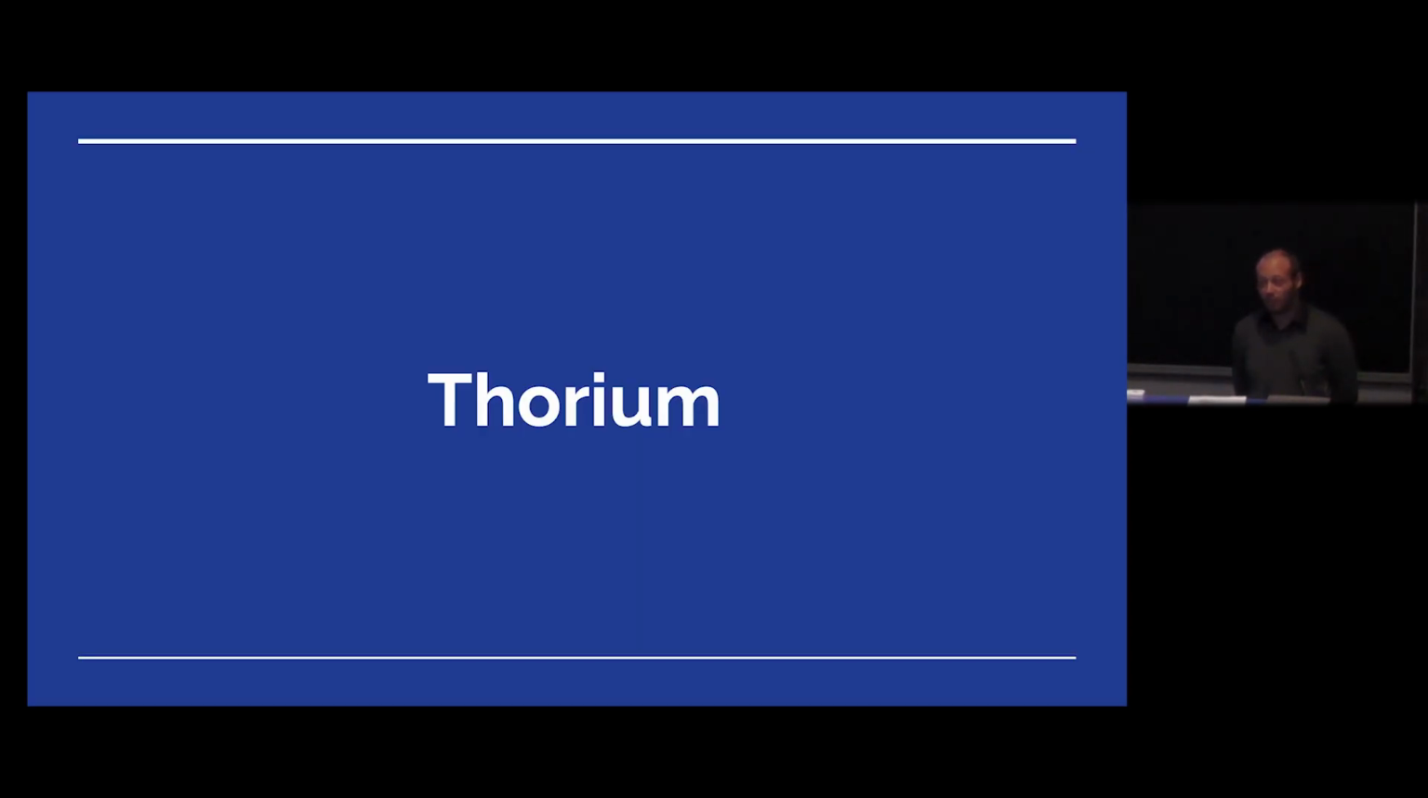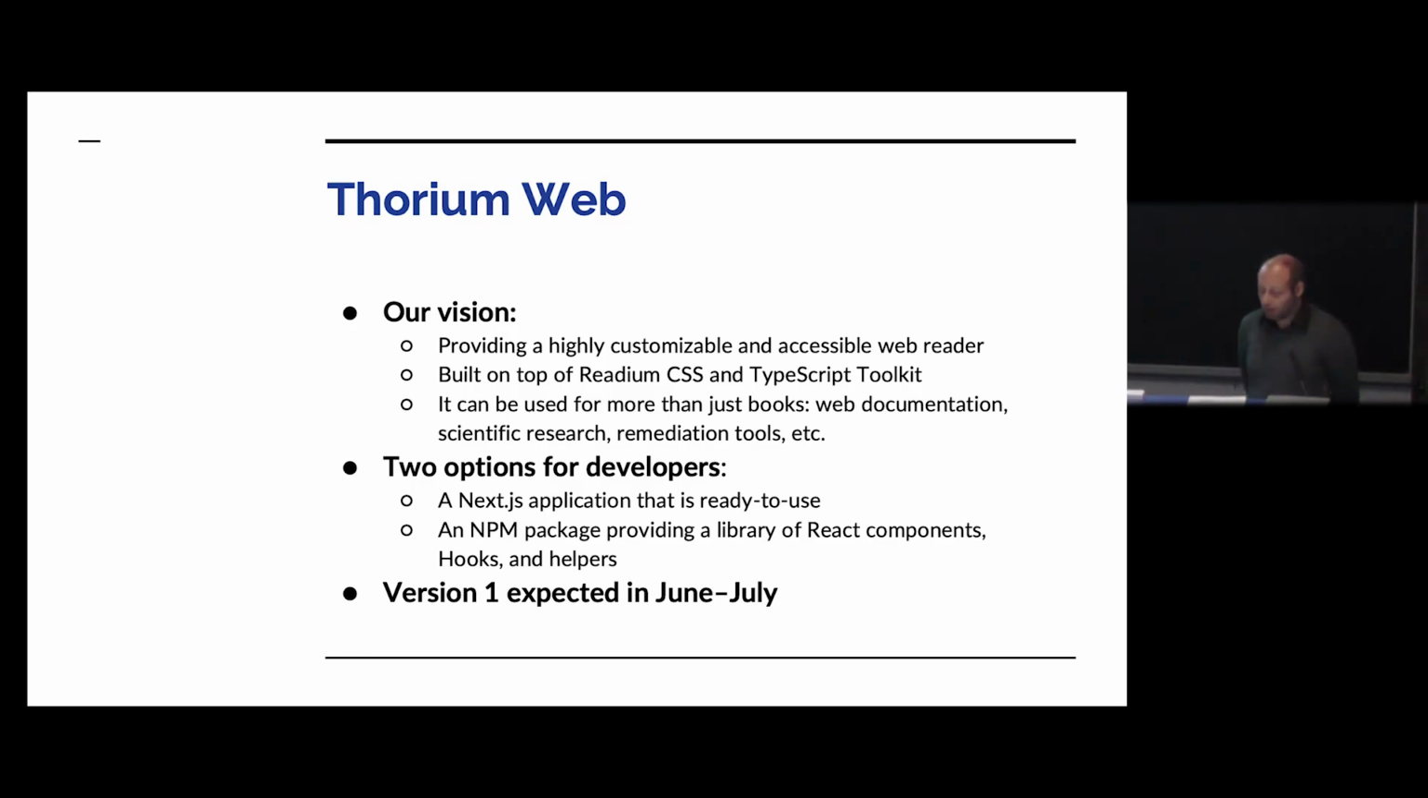So let's talk about Thorium. I'm also the lead developer of Thorium Web. I will talk about that, and then Hadrien and Daniel will talk about mobile and desktop. So Thorium Web, we had a vision of providing a highly customizable and accessible web reader. The idea is that you don't need to maintain a heavily modified fork of Thorium Web for your own apps. You can set everything in preferences, and Thorium Web will be built depending on these preferences. And of course, the idea is that we take care of accessibility, responsive, and cross-platform support.